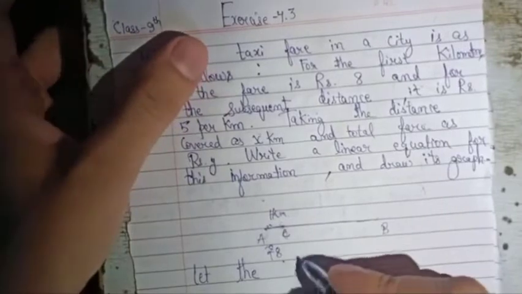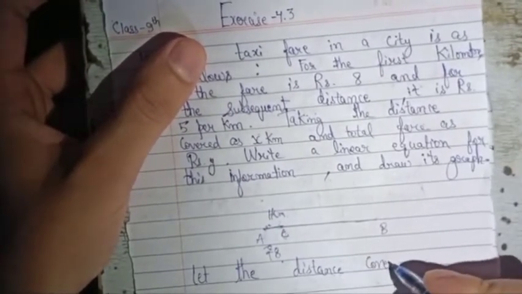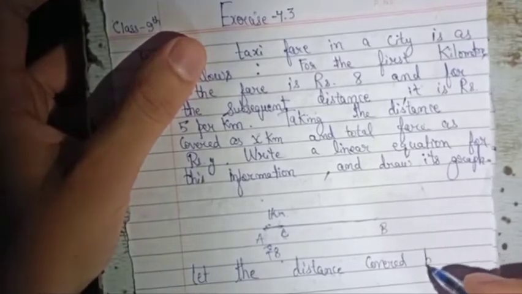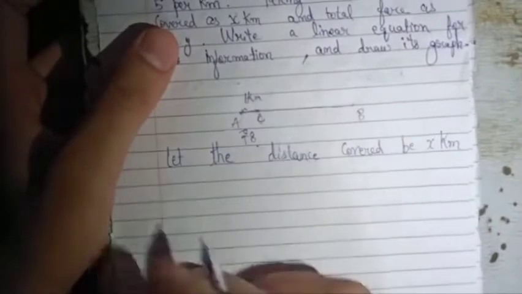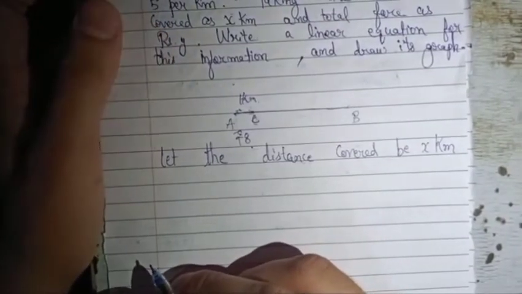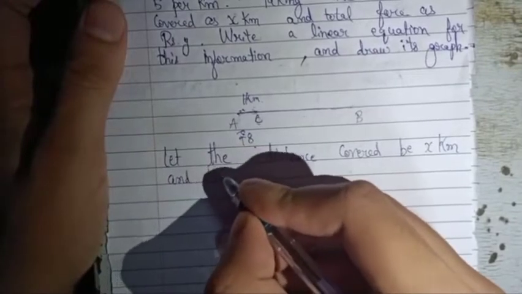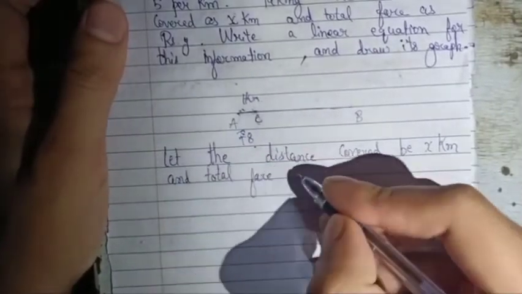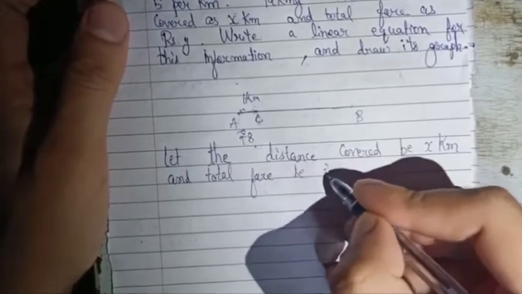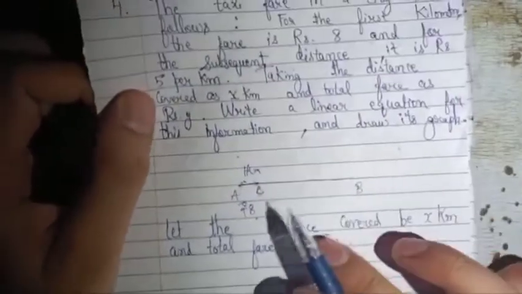let the distance covered be x kilometer and total fare be y rupees. Total fare will be rupees y. Now write a linear equation for this information.